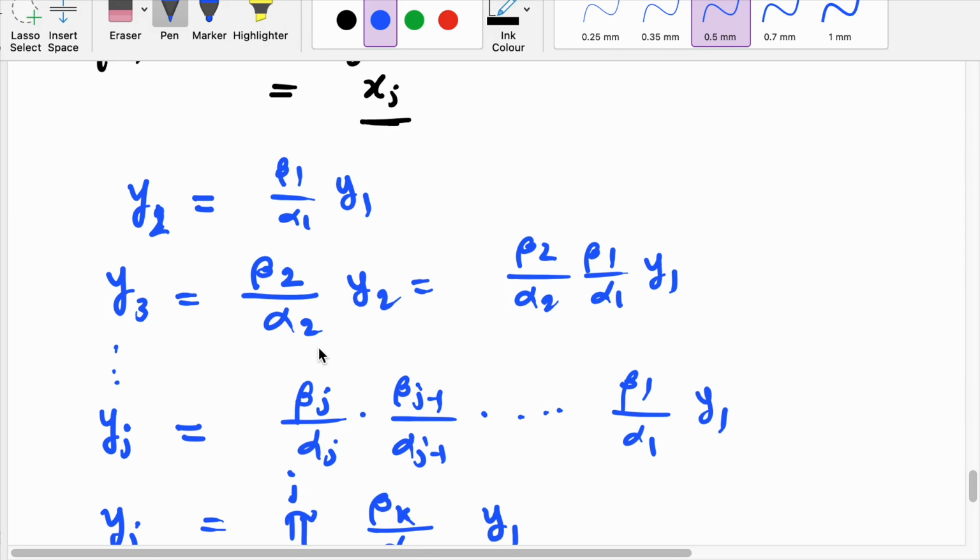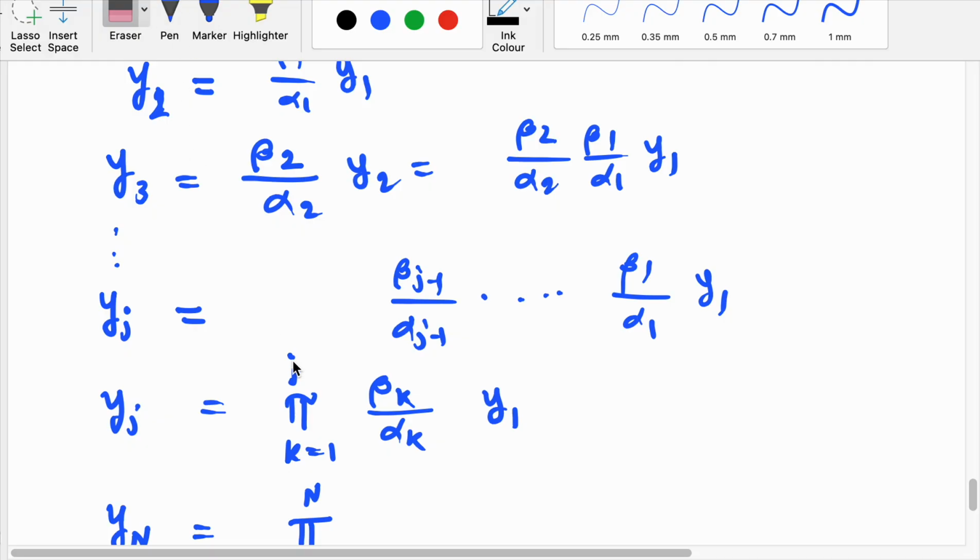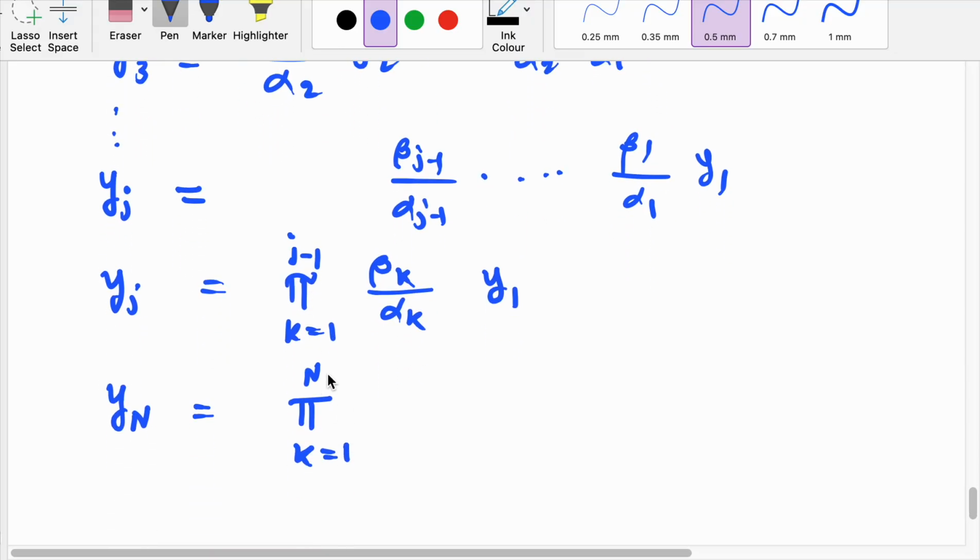I am actually wrong here. For yj it should start from j minus 1, right? Because for y3 it starts from beta 2. So for the yj case it should start from beta j minus 1. So it should be the product over k equal to 1 to j minus 1. Here k equal to 1 to n minus 1. This will again be beta k by alpha k times y1.